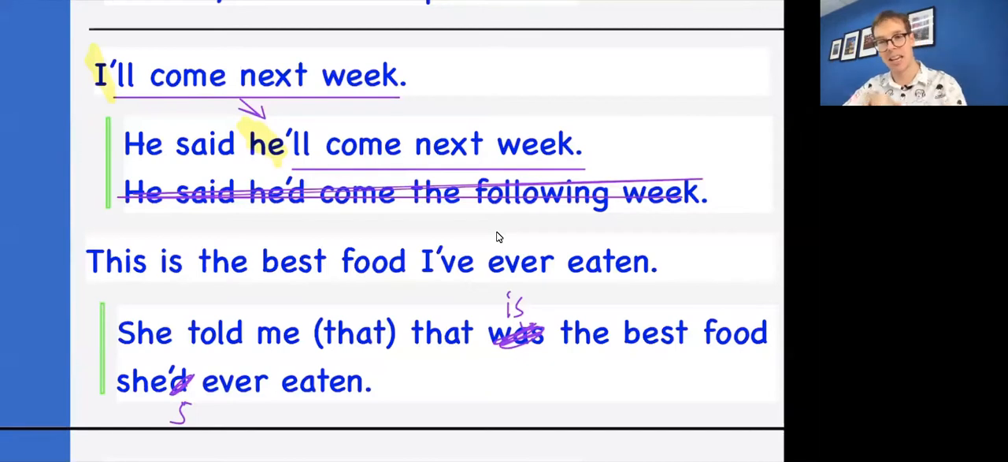I actually can keep it nice and simple. No change, right? The only change, like the first sentence, is we have to change the I to she. Very, very simple.